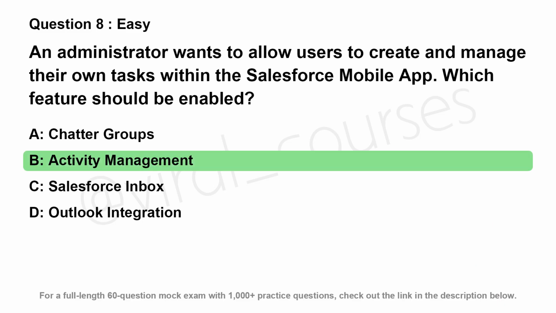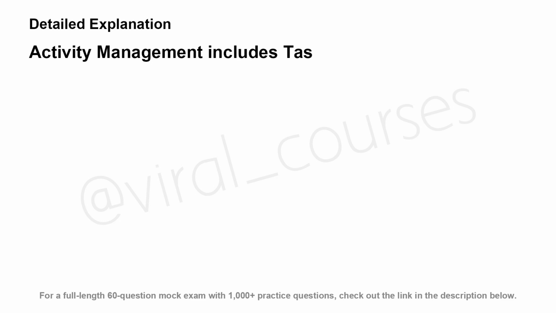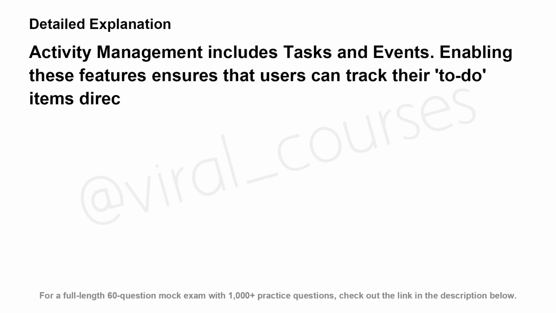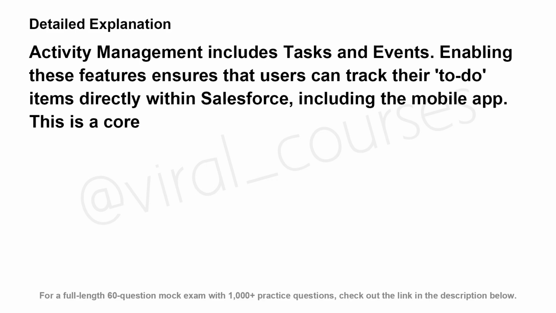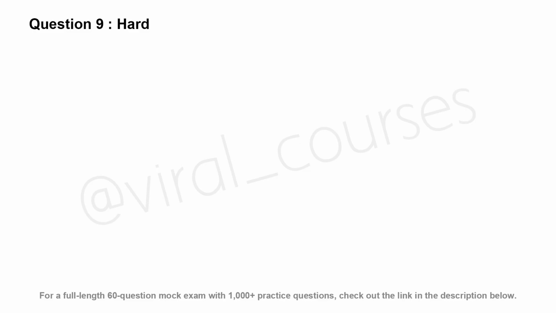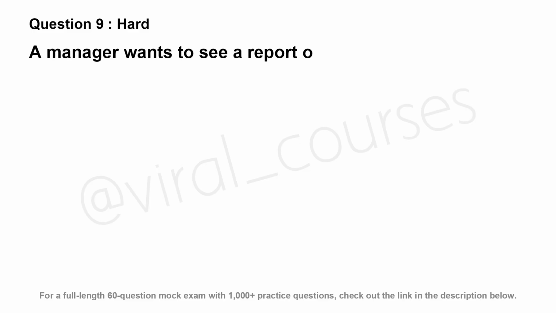The correct answer is B. Activity management includes tasks and events. Enabling these features ensures that users can track their to-do items directly within Salesforce, including the mobile app. This is a core productivity feature that allows for reporting on user performance and history.